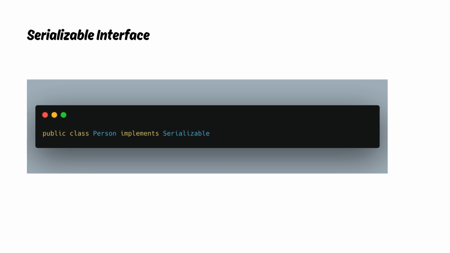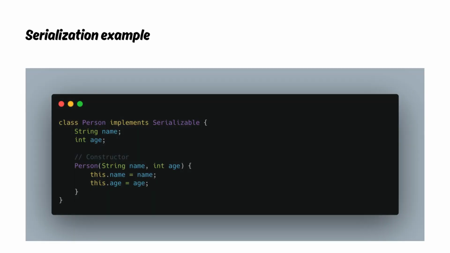Now, in Java, for an object to be serializable, the class needs to implement the Serializable interface. It's a marker interface, meaning it doesn't have any methods, but it tells the JVM, hey, I'm cool with being serialized. Let's take a quick example.